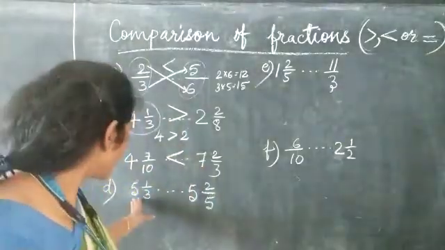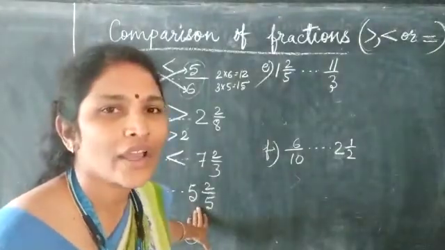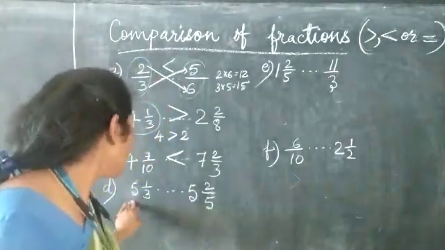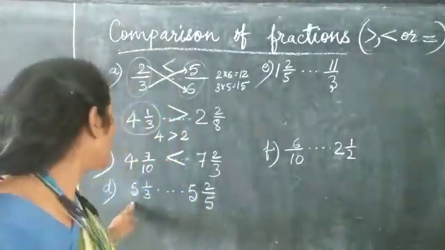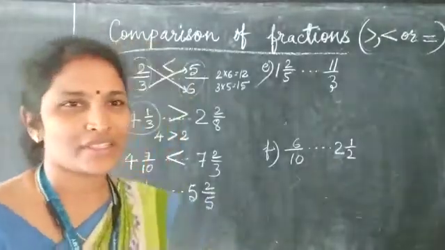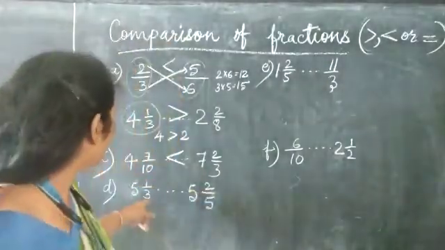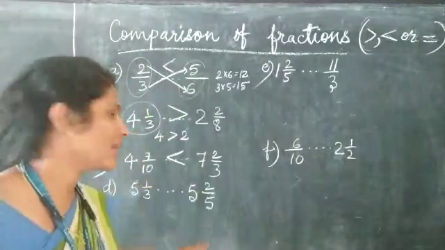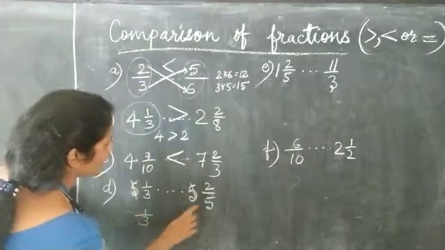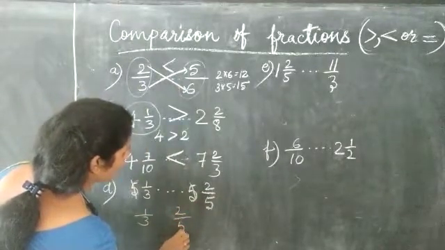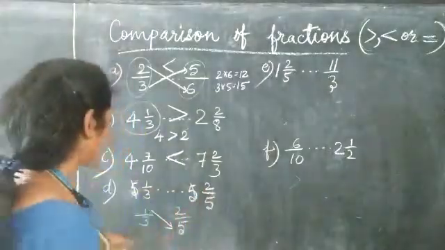Now next question, you can see 5 1 by 3 and 5 2 by 5. Here also both are mixed fractions. But what is the problem? Both have the same whole numbers. If whole numbers are equal, what to do? We have to compare the fractional parts. Both whole numbers are same, no? So we will compare 1 by 3 and 2 by 5. Again the same method of comparison, cross multiplication.